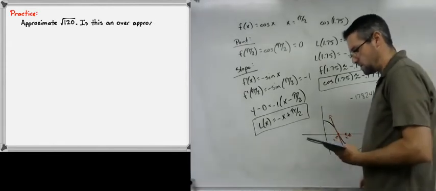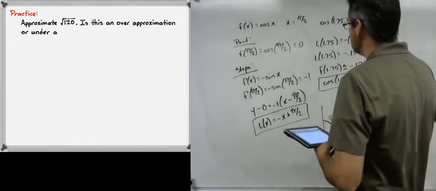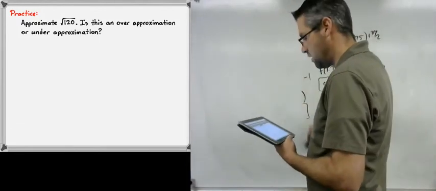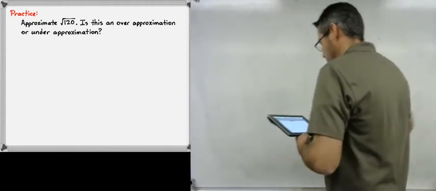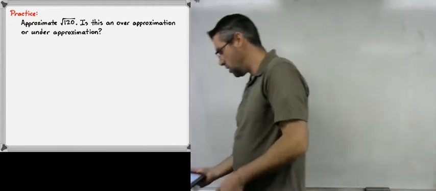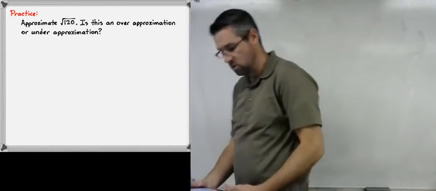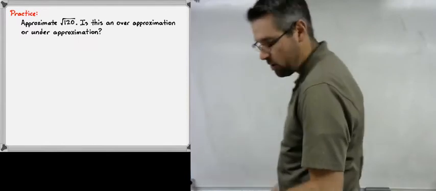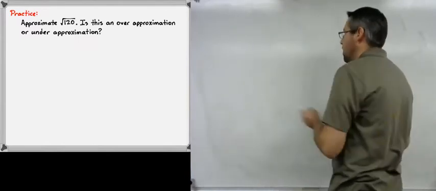All right, here's another practice problem for you. It says approximate the value of the square root of 120. Is this an over approximation or an under approximation? We're going to talk more about that later, but let's go ahead and find the approximation of the square root of 120.